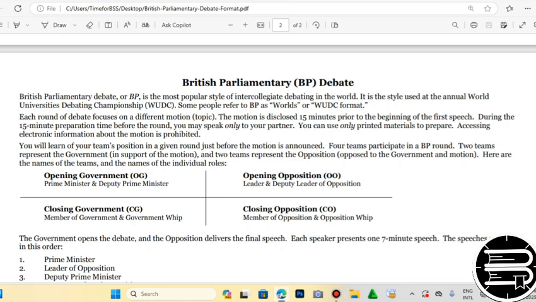Here are the names of the teams and the names of the individual roles. We have the opening government, which is composed of the Prime Minister and the Deputy Prime Minister. Then we have the closing government, which has the member of government and the government whip. Then we have the opening opposition, with the leader of opposition and the deputy leader of opposition. Then we have the member of opposition and the opposition whip.